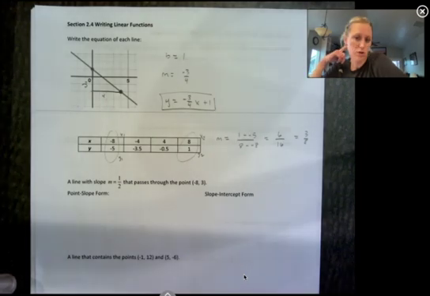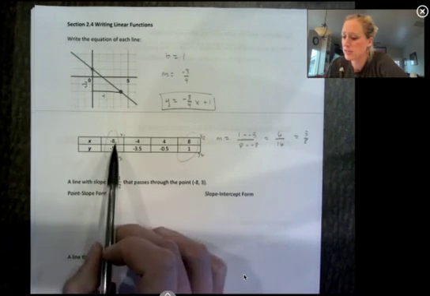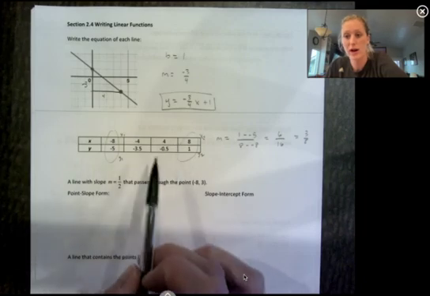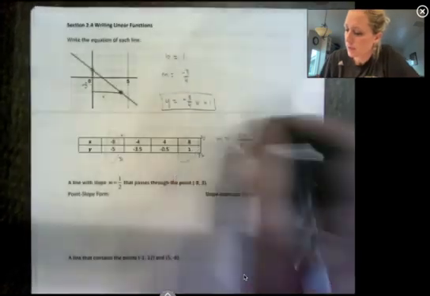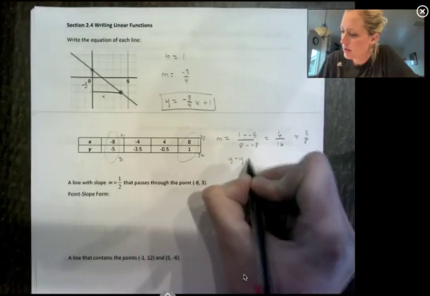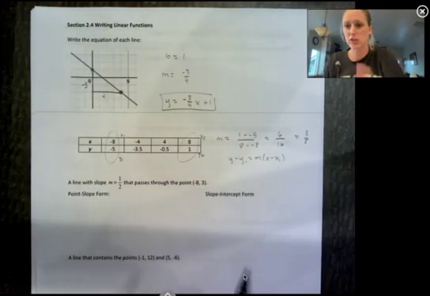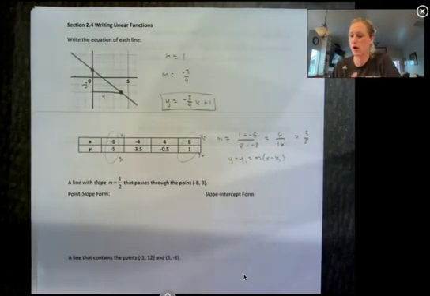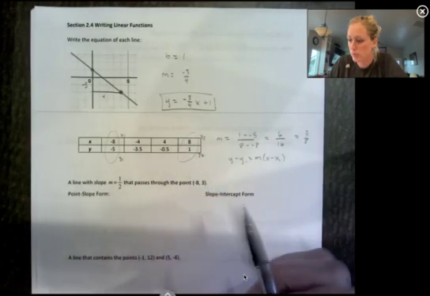Since they don't specify which form to use, we can choose whichever one is most convenient. For this one, I don't know the y-intercept because none of these give me a point where x is 0. So I'm just going to pick any point, and I'm going to use point-slope form. Point-slope form, as a reminder, is y minus y1 equals the slope times x minus x1. So I just need the slope and 1 point. I can pick whichever point I want. I'm going to pick the 8, 1 point.